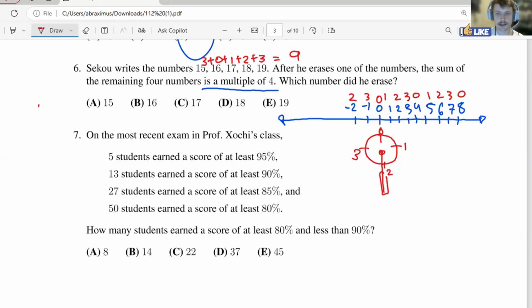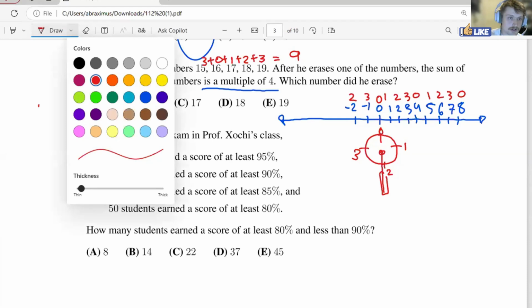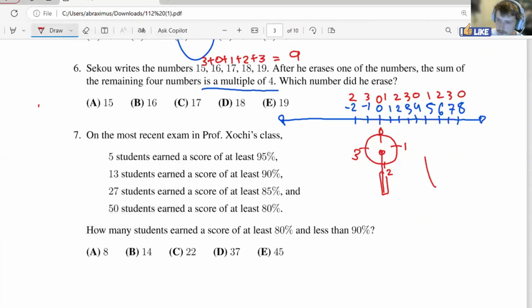So, after he erases one of the numbers, the sum of the remaining four numbers is a multiple of 4. Oh, I got a question. Yes, the diagram is related to modulo. Thank you, someone, for bringing up that word. So what we're doing here, when we relabel the number line, is called modular arithmetic, just some vocab.